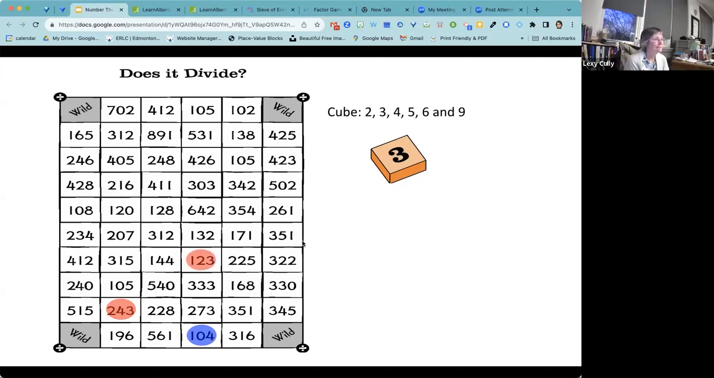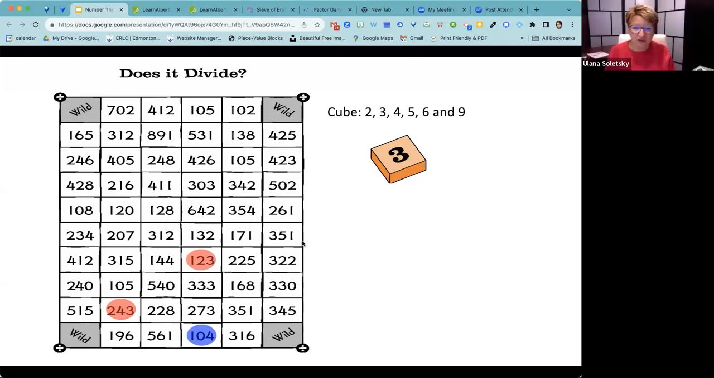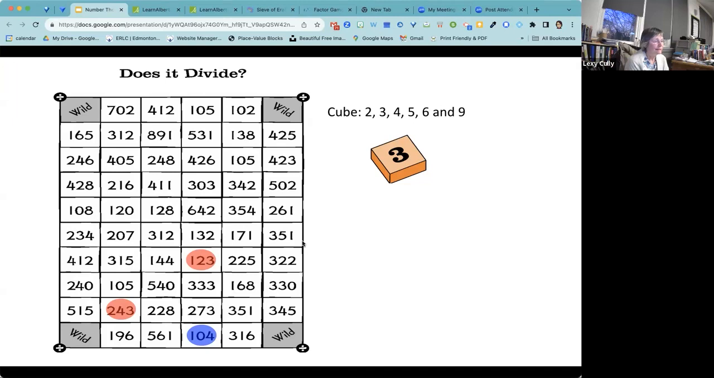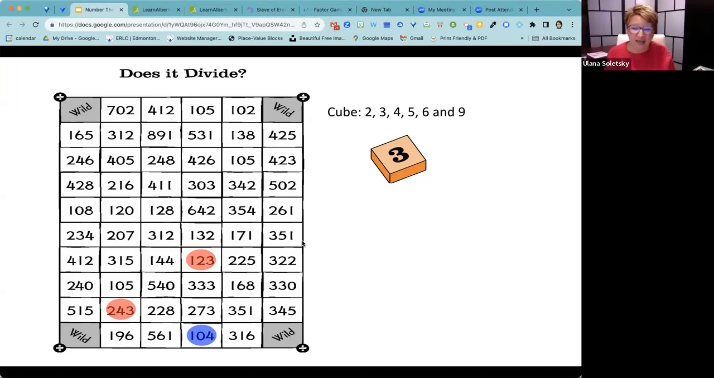Another game, okay, again, here's 3. So what's the divisibility rule for 3? The digital root has to be a multiple of 3, right? It has to be a 3, 6, or 9.